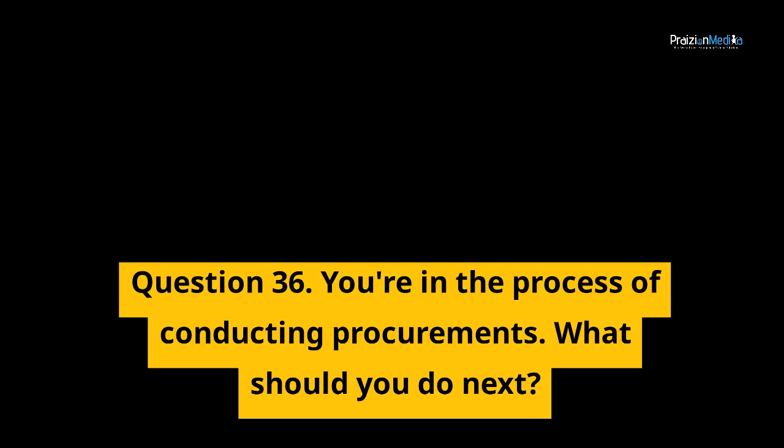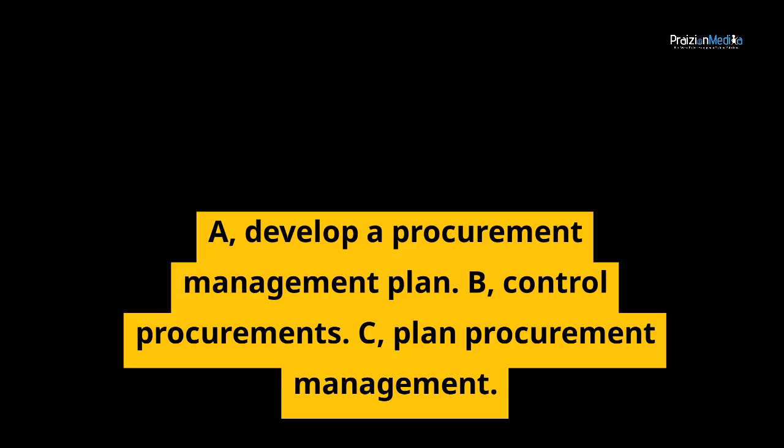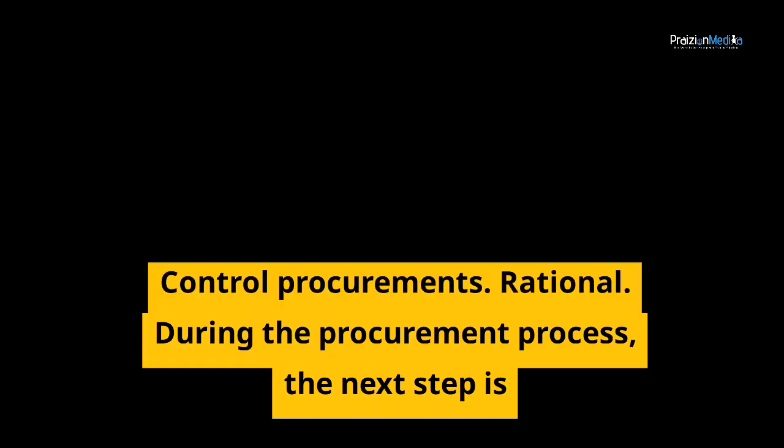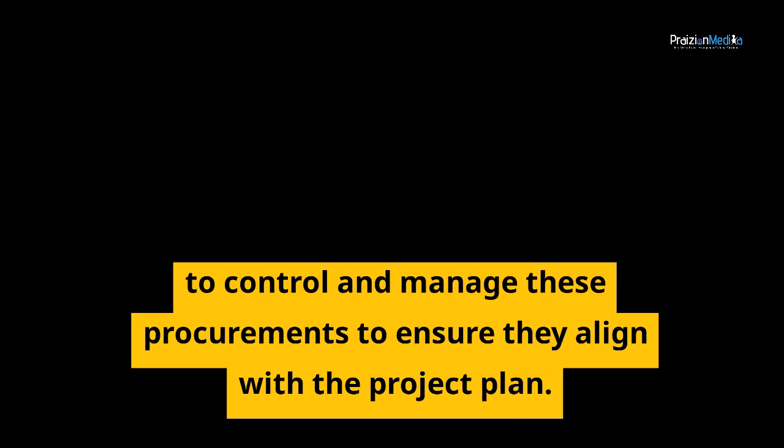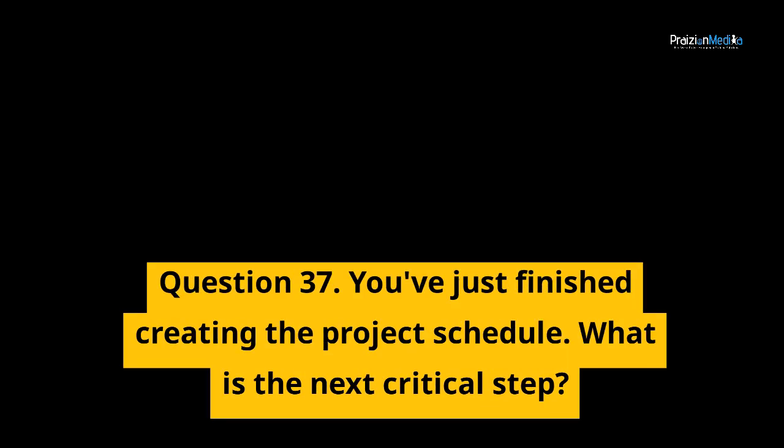What should you do next? A. Develop a procurement management plan. B. Control procurements. C. Plan procurement management. Correct answer, B. Control procurements. Rationale. During the procurement process, the next step is to control and manage these procurements to ensure they align with the project plan. Question 37.